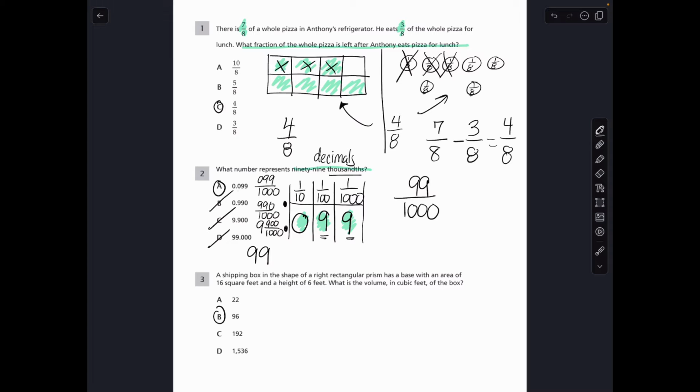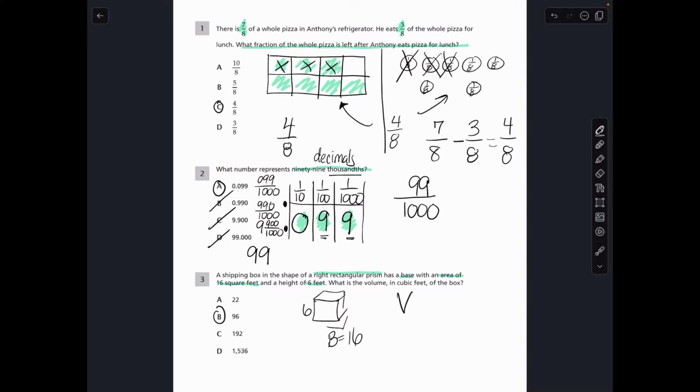All right, so jot that one down. Let's go to the next one. We have a shipping box, it's a prism, so this tells me volume, a right rectangular prism with a base area of 16. So the bottom I know is 16, and I know it is 6 feet high. So I'm going to have some type of box, 6 feet high, and they're not telling me what my length and width are, but I know that when they're multiplied together, I get 16.